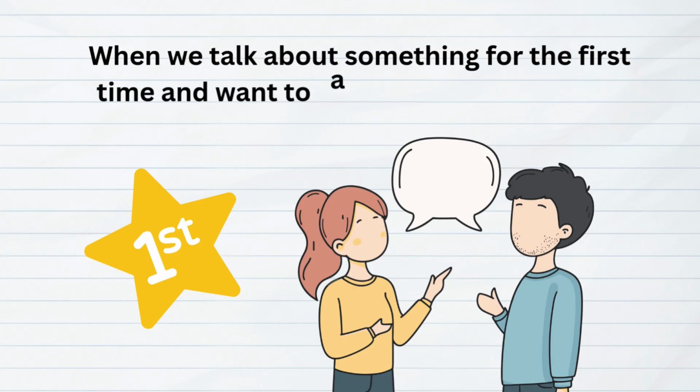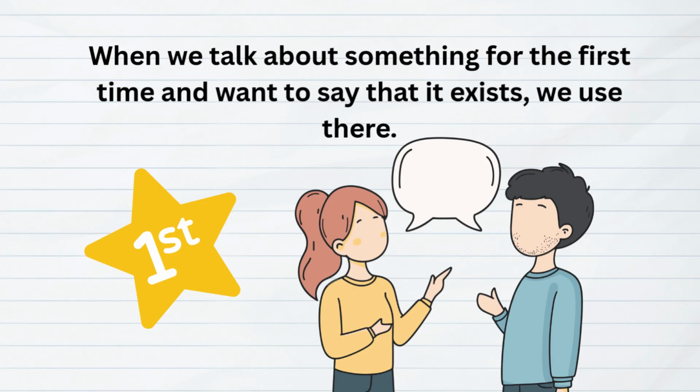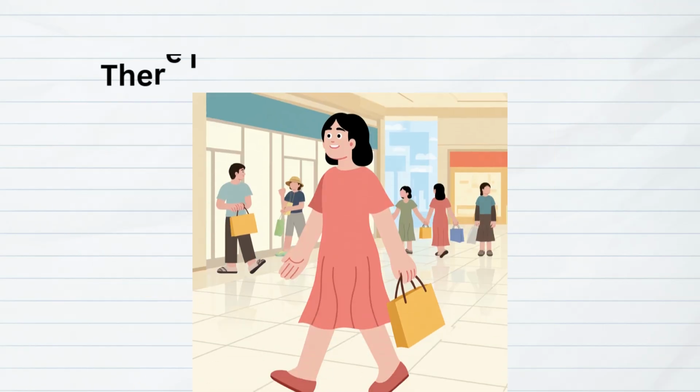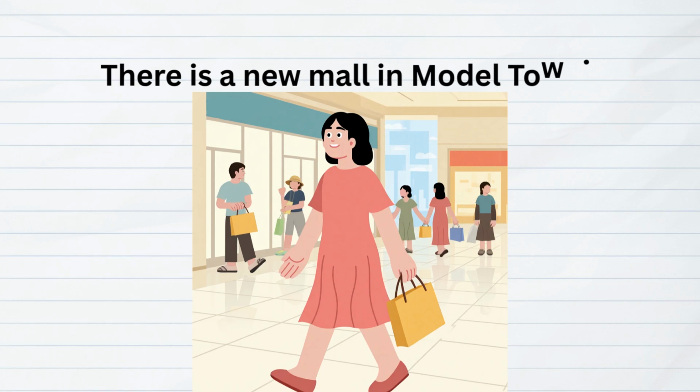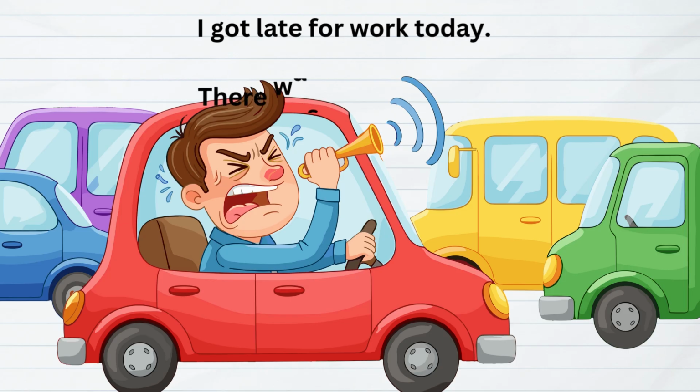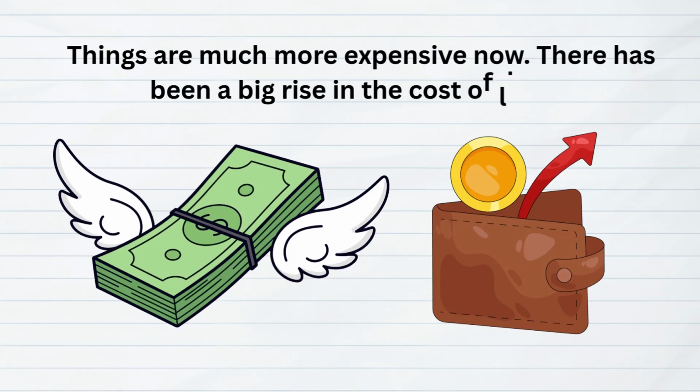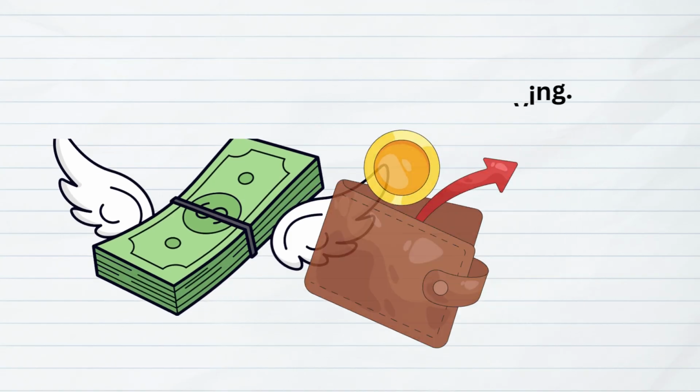When we talk about something for the first time and want to say that it exists, we use there. Let us also discuss some example sentences. 1. There is a new mall in Model Town. 2. I got late for work today. There was a lot of traffic. 3. Things are much more expensive now. There has been a big rise in the cost of living.